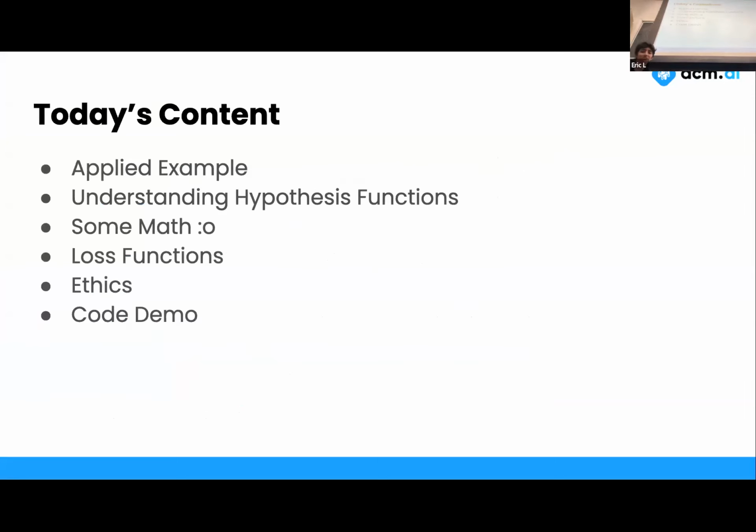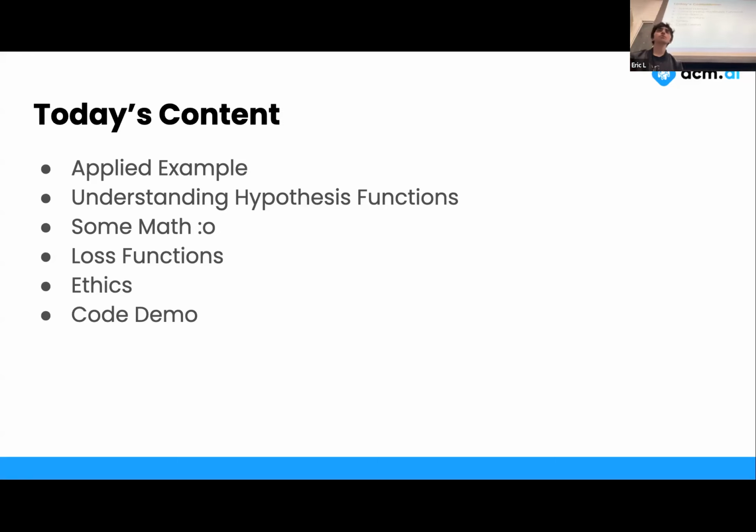So today's agenda. We are going to start off with a very fun example that we did in our workshops welcome day, very similar to that. Then we're going to go into understanding what a hypothesis function is. Then we get to do some very interesting math that Gregor will take over for. So partial derivatives, gradients, all that fun stuff. Then we get into loss functions, the core of optimization, as you'll learn about today. We have a small ethics portion. And then at the very end, we're going to go ahead and implement everything we learned today in Python.